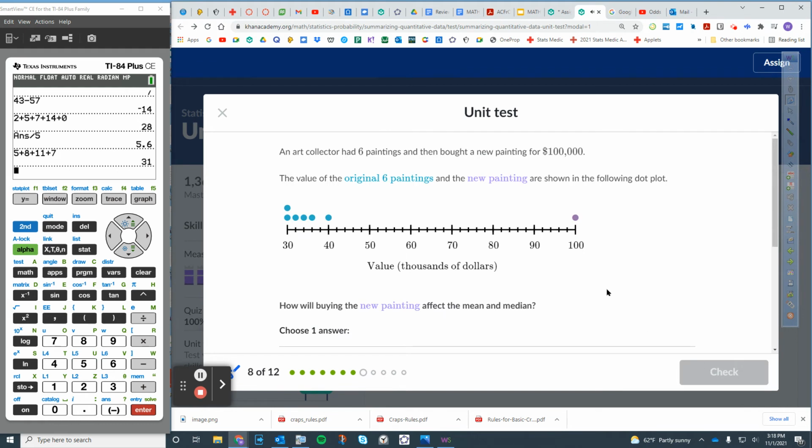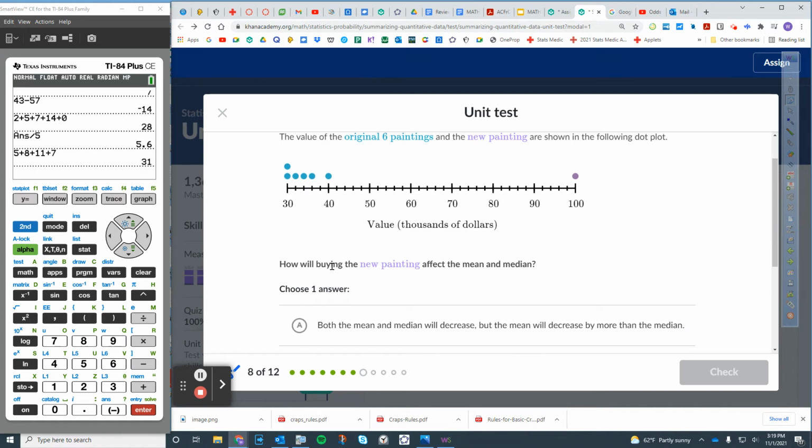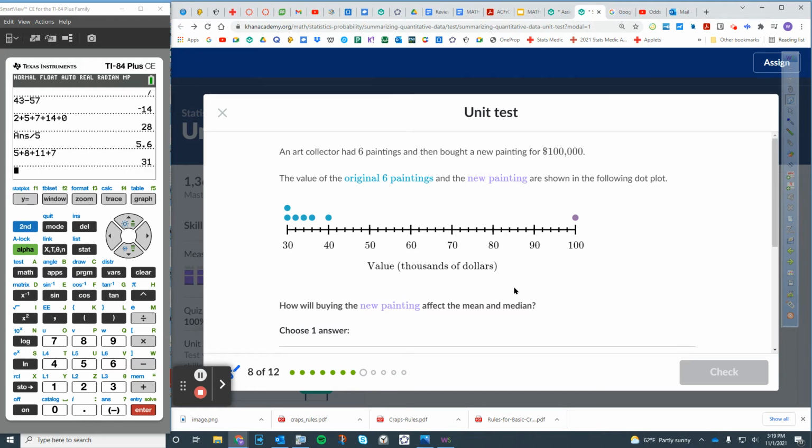Okay. So let's look at this. An art collector had 6 paintings and then bought a new painting for $100,000. Okay, so it's an outlier apparently because the rest are down low, and this one is so far away from the pattern, right? From the main number of data. The value of the original 6 is this color, and the new painting, which is the purple, are shown in the following dot plot. How will buying the new painting affect the mean and median?